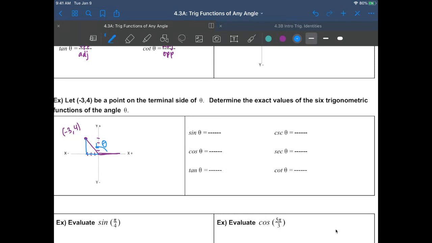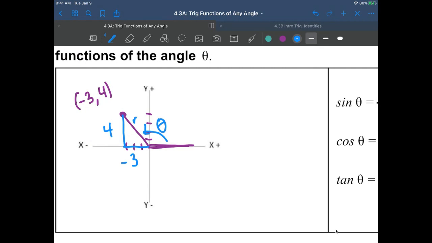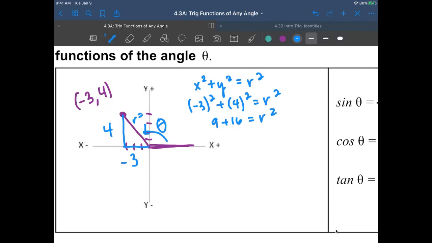So the side on the x is negative 3, the y is 4, and then my r value, we can use the Pythagorean theorem. So x squared plus y squared is equal to r squared. So I get negative 3 squared plus 4 squared is equal to r squared. So I get 9 plus 16 is equal to r squared. I combine those to give me 25 is equal to r squared. And then, of course, we square root. So r is equal to 5. Our radius is always positive.